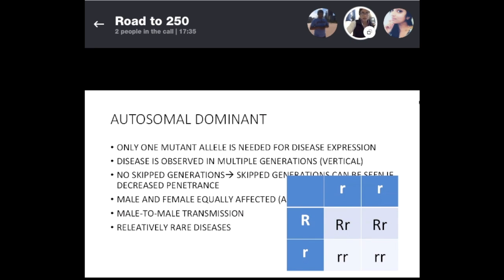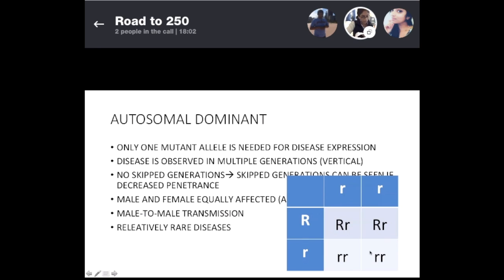So here, just reiterating that only one mutant allele is needed. Here you can see that we're going to say the lowercase is normal and the capital is affected. So the lowercase homozygous is unaffected. However, the capital is going to be the affected. So the chance of being affected overall is going to be 50%.